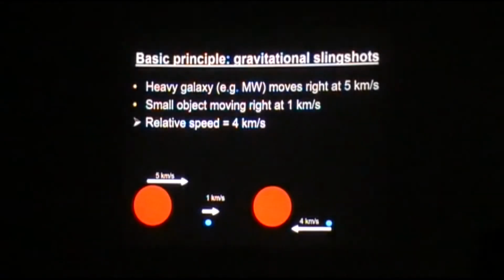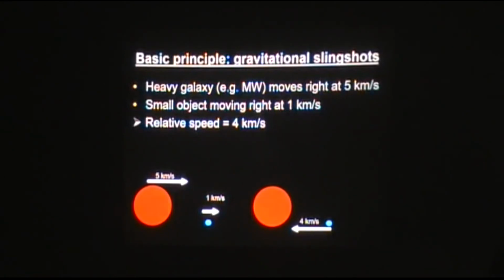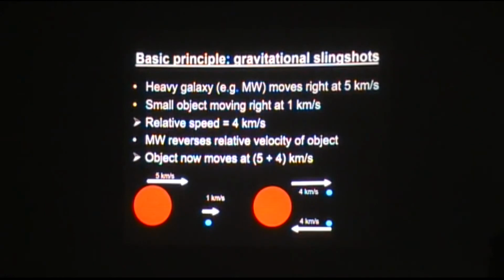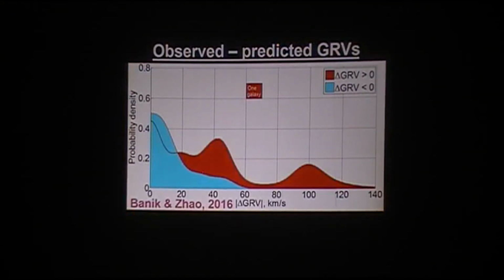So the mechanism I was describing is what's called a gravitational slingshot encounter. So if you have a small galaxy moving like this and a heavy galaxy kind of catches up with it, in the frame of the heavy galaxy, the lighter one is approaching at 4 kilometers a second. So what will happen is it'll kind of get slingshot out at 4 kilometers a second. But the important thing is that the light galaxy, the blue one, is now moving at 5 plus 4 kilometers a second. So instead of going at 1, it's now going at 9. Okay. So that's essentially, I think that's what we see here.